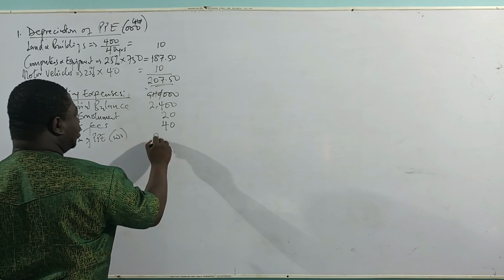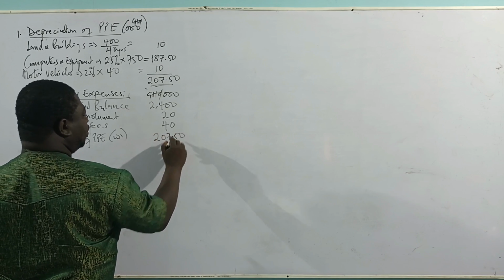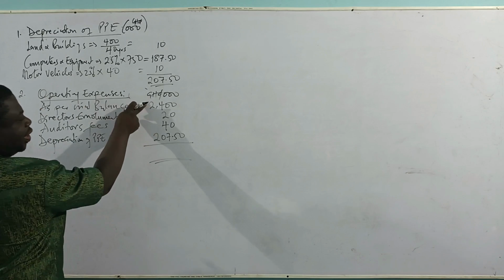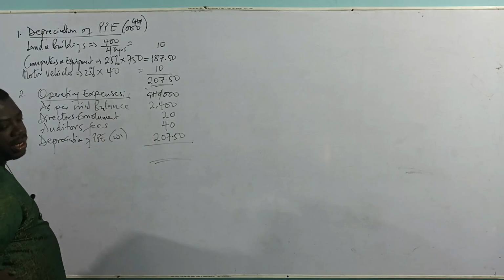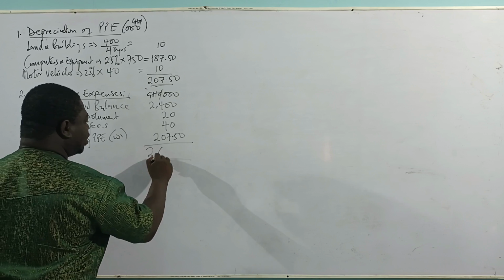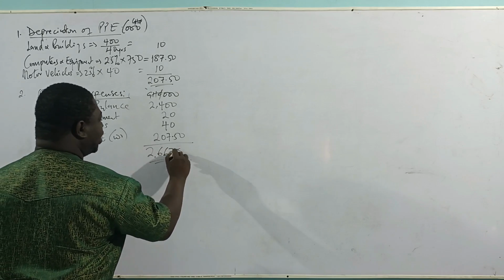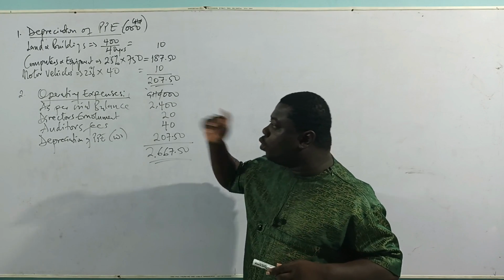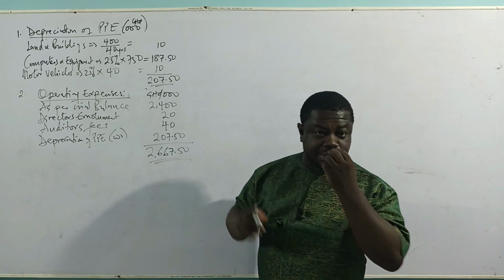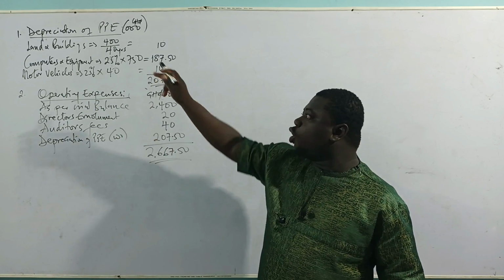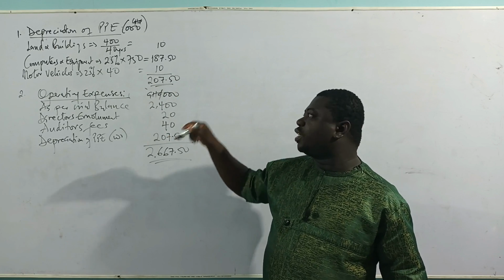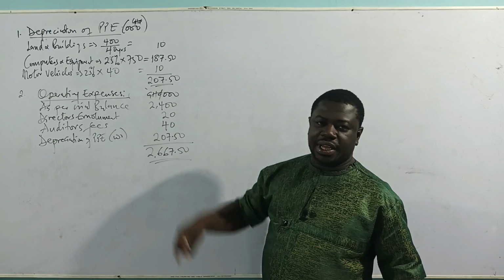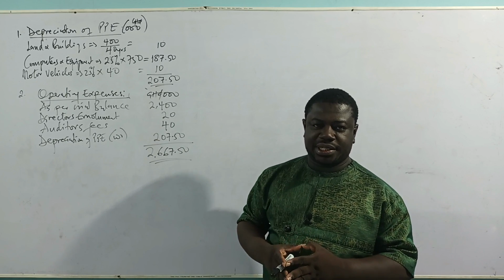And the total amount is 207.5. So when we add that, the total operating expenses will be this plus that plus that plus this. And that is going to be 2,667.5 Ghana cedis. So we are done with working 2 or note 2, which is operating expenses. Remember that when we are preparing the main statement, we'll indicate where necessary the note numbers, so that the examiner can refer and then give us the appropriate marks.